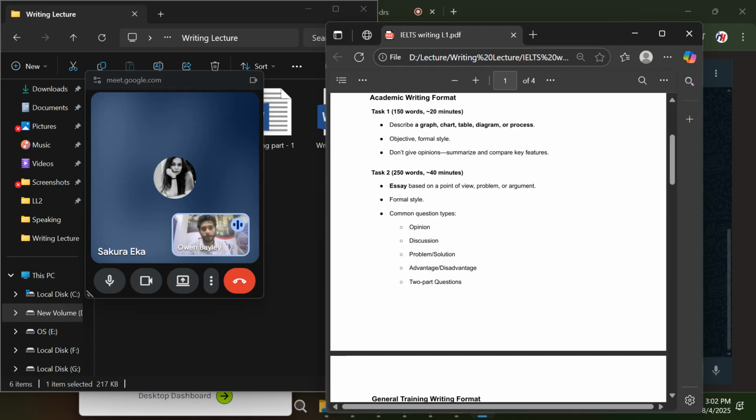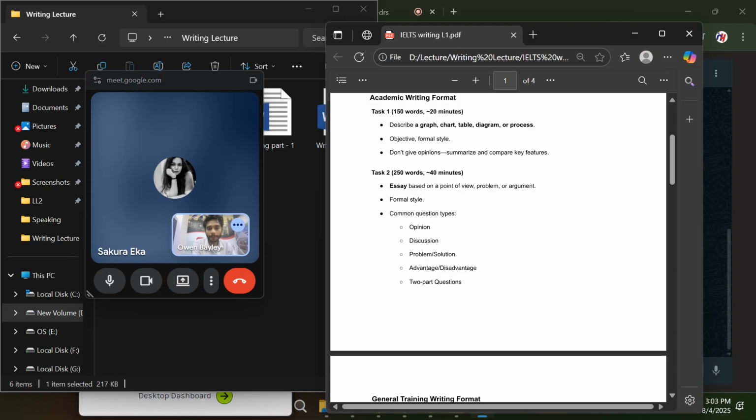And task two is 250 words, 40 minutes, essay based on point of view, problem, solution, or argument. So there are a couple of types of essays. You have to, of course, write in a formal style, and the common question types are opinion based. Do you agree or disagree? A discussion where you have to discuss both points of view, and problem solution where there's some kind of problem, so you have to come up with a solution for it.